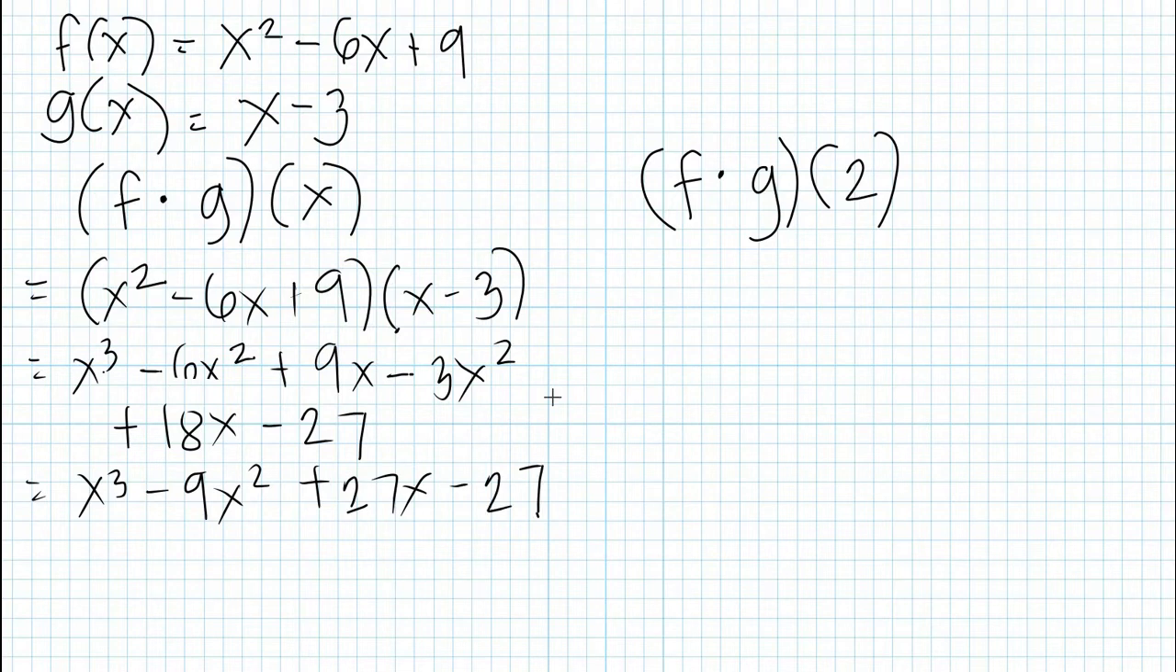Now let's try plugging in 2 to find the value of f times g of 2. So that would be 2 cubed minus 9 times 2 squared plus 27 times 2 minus 27.